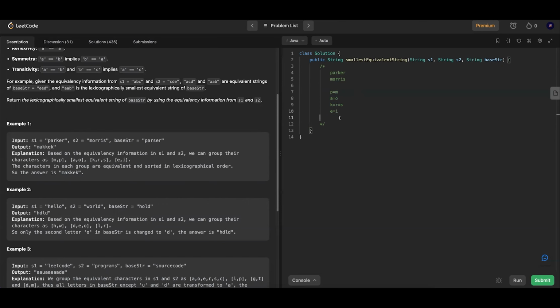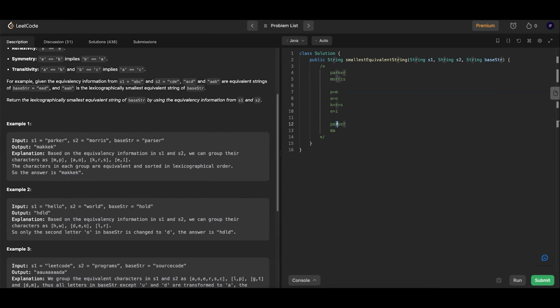Now, what is the base string given to us? Base string is PARSER, PARSER. Now, we have P. P equal to M. What is the smallest? M. So, we write M here. And then we have A. A equal to O. What is the smallest? A. So, we write A here. Since we have to find the lexicographically smallest, at each position, we try to choose the smallest character.